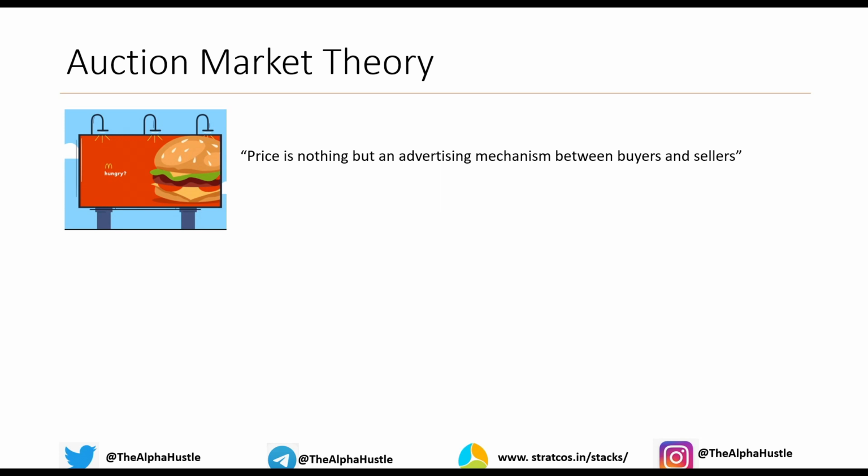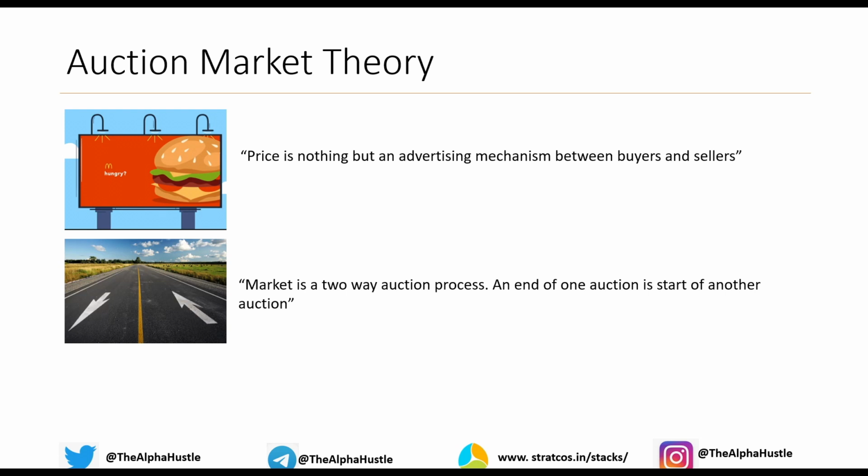However, does the price always move in one direction, either in a straight line upwards or in a straight line downwards? Absolutely not. So the market is a two-way auction process. An end of an auction is a start of another auction. So what does this mean?